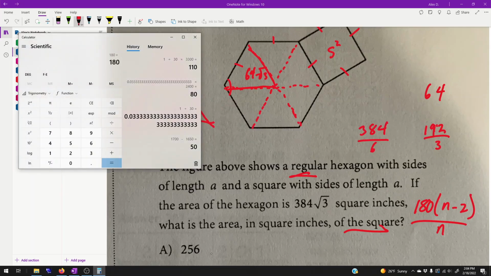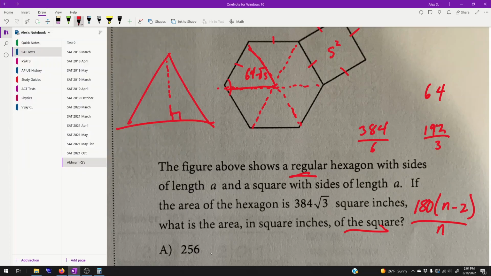180 times 4 divided by 6 tells us that that degree measure is 120. If I cut that in half, which it would be if I draw these lines to the center, then it's 60. And if we cut it in half again, then it's 30. So that's a 30, 60, 90 right triangle. Remember, I was saying that that's going to come into play here because of the area.